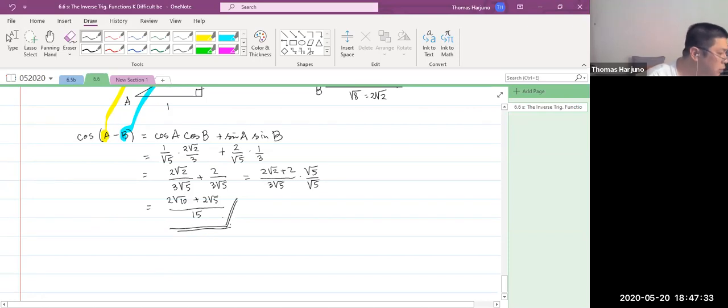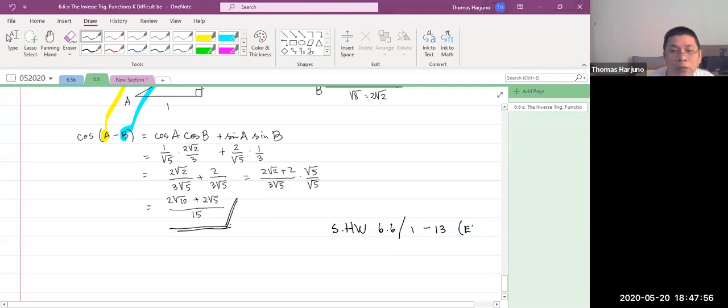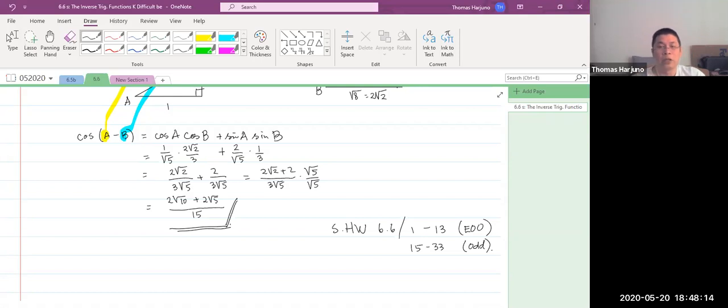Now that's for this section. I actually answered a lot of questions already from here unintentionally. Suggested homework from this 6.6 will be number 1 to number 33. Maybe I say from number 1 to number 13, do every other odd, and then starting from number 15 to number 33, do the odd ones. So that's your suggested homework.